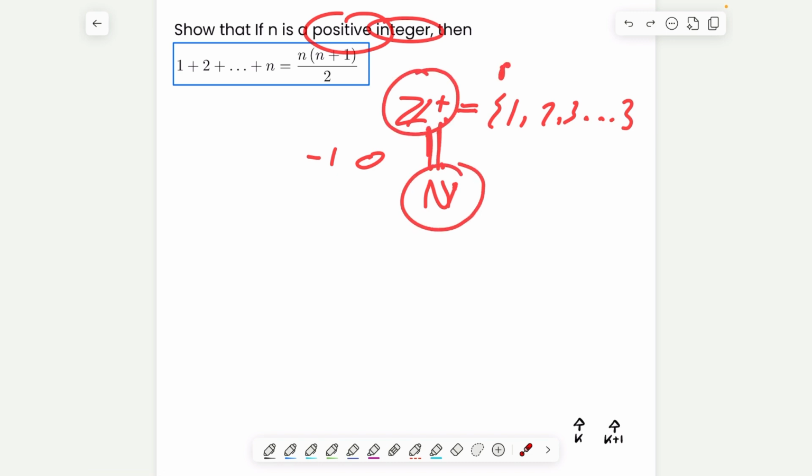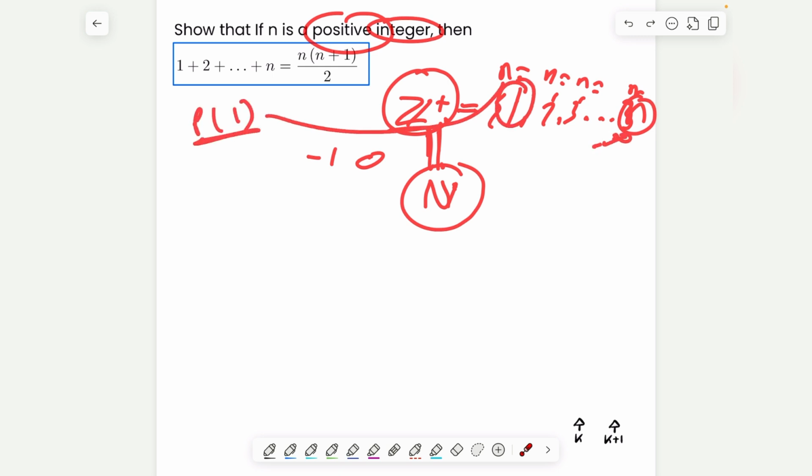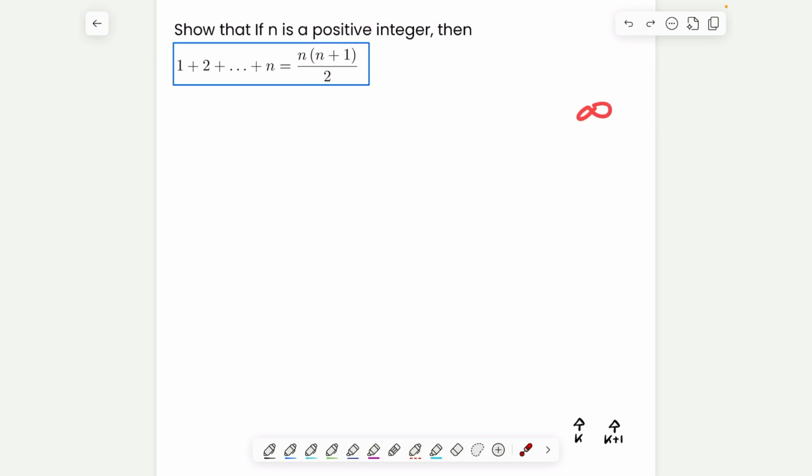But the idea is that n can be equal to 1, or n can be equal to 2, or n can be equal to 3, or n can be equal to whatever nth positive integer, because there's an infinite amount of them. And so you can plug 1 into P of n. In other words, to this claim, you can plug 1 wherever you see n and see if it's true. You can plug in 2, you can plug in 3, but we don't have the time to plug in an infinite amount of positive integers. So we have another method called proof by induction, and there's 3 steps.